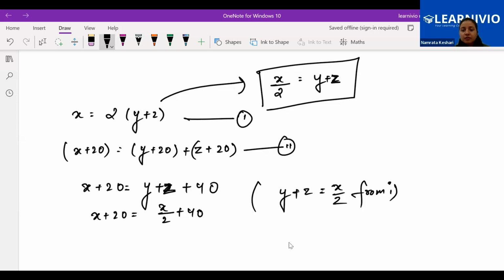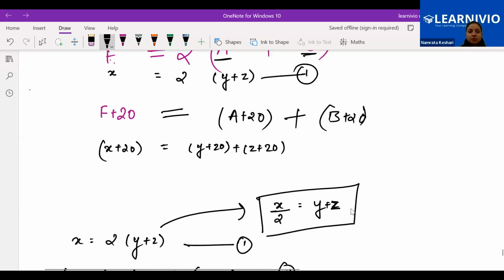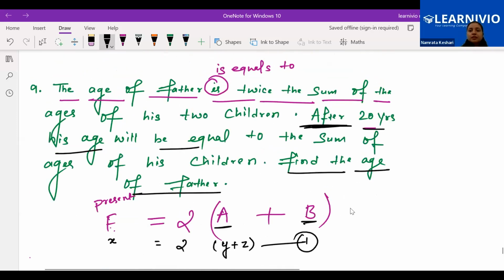Am I audible? In the second equation, it should be equal to 2 into, right? Is it written 2 into? It's written, Maha, that after 20 years, his age will be equal to the sum of the ages of his children. After 20 years, the father's age is equal to the sum of the ages of his children. At that time, whatever the sons' ages are, that sum is equal to the father's age. That is written in the instruction packet from here to here. Can you see it, Maha? Yes, ma'am, I get it now. Okay.